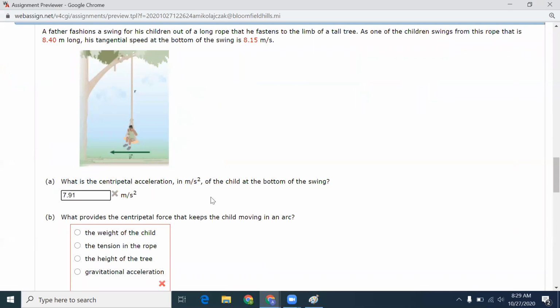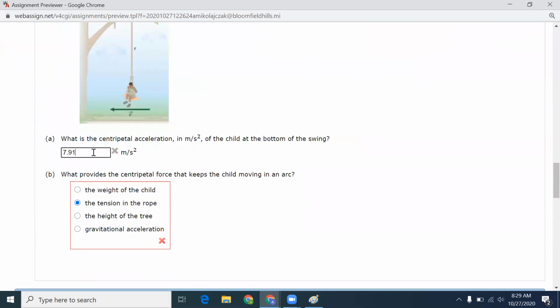7.91. The next question is, what provides the centripetal force that keeps the child moving in an arc? It's going to be the tension in the rope. So gravitational acceleration, that's not even a force. The height of the tree, that's also not a force. And the weight of the child is a force, but that's actually working opposite of the circle. It's pointing outwards of the circle.